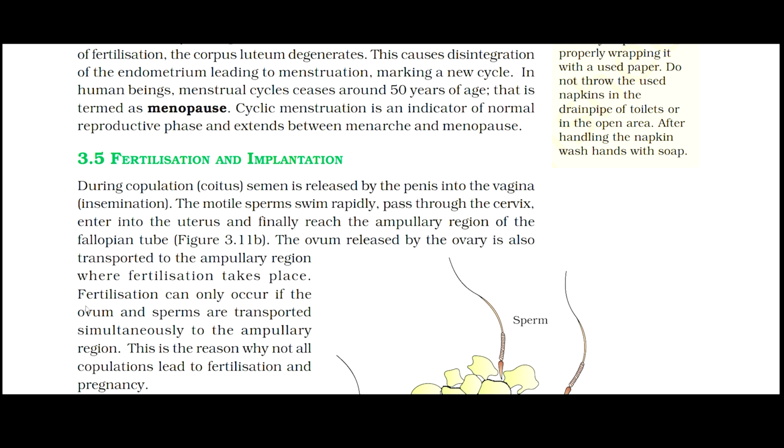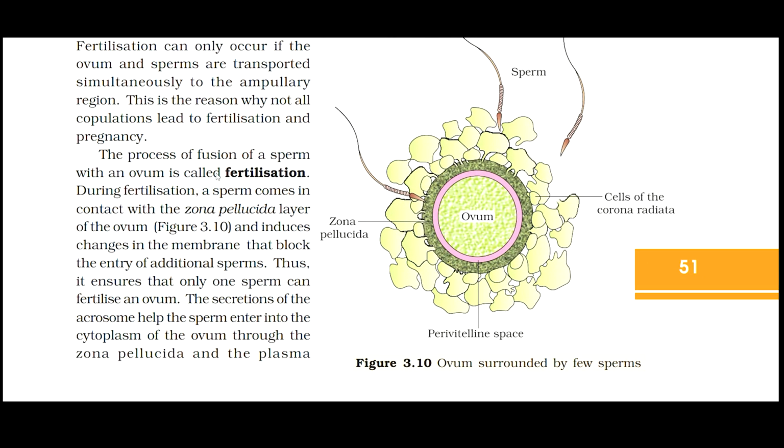Fertilization can only occur if the ovum and sperms are transported simultaneously to the ampullary region. This is the reason why not all copulation leads to fertilization and pregnancy. The process of fusion of a sperm with an ovum is called fertilization.